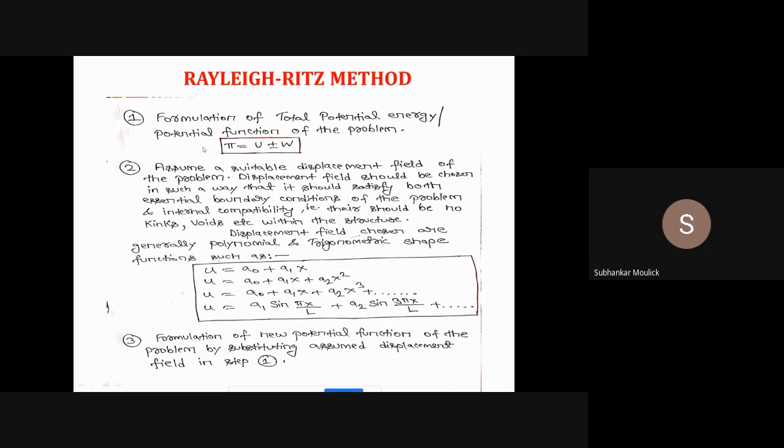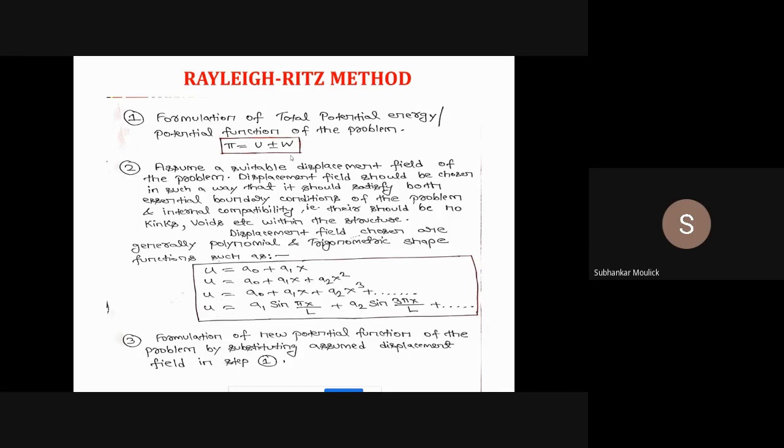So is the first step clear? The very first step is formulation of the potential function of the problem in terms of the strain energy stored in the problem as well as the external work done by the external forces in the given problem. Is it clear? The first step? Yes, sir. Clear. Okay.